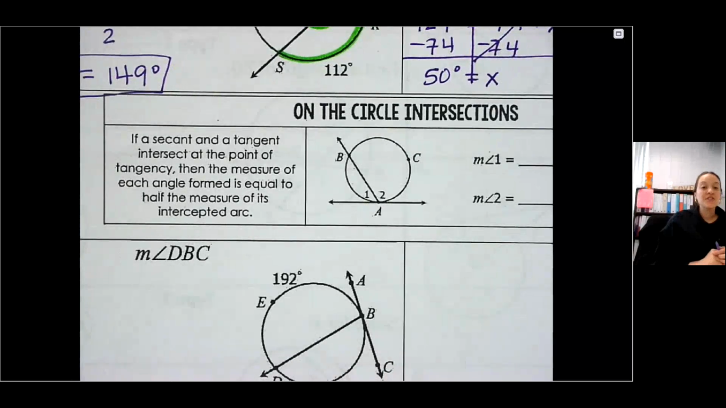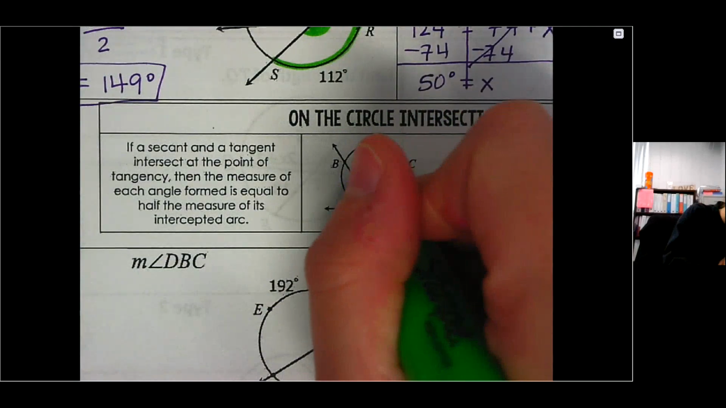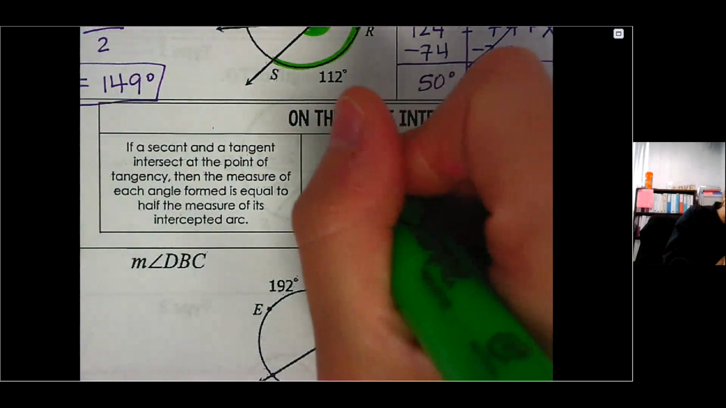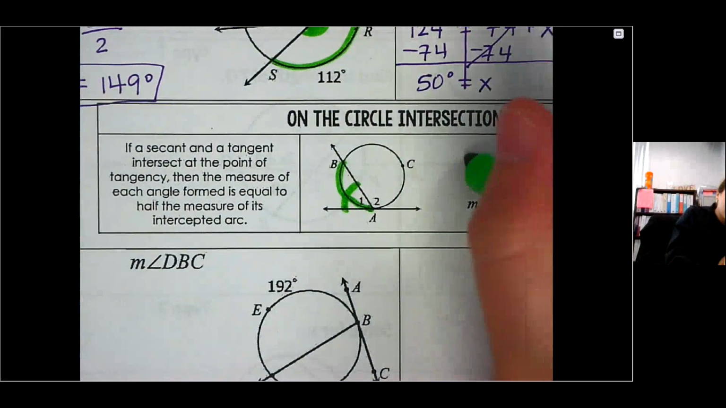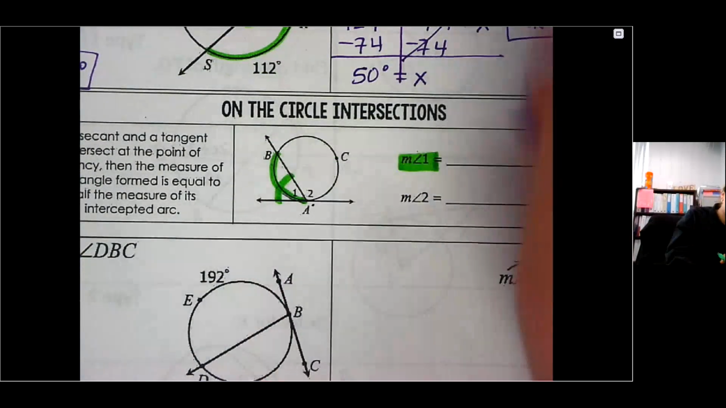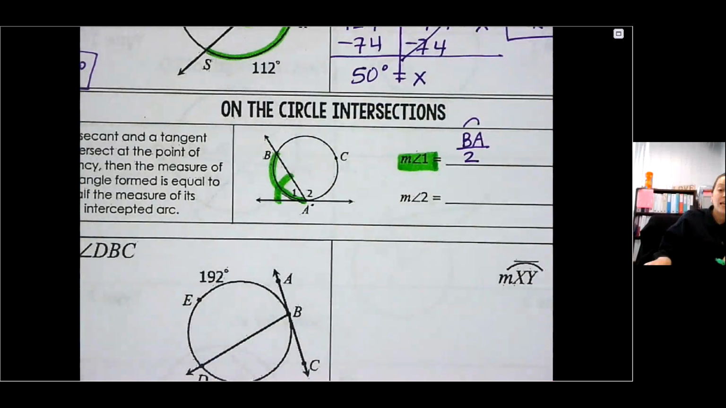Now, if a secant and a tangent intersect at a point of tangency, then the measure of each angle formed is equal to half the measure of its intercepted arc. So what that means is this: if I want to know what the angle is, I take that angle and see which arc it opens up to, and it opens up to arc BA. So to find the measure of angle 1, I'm going to take the intercepted arc BA, and take half of it.